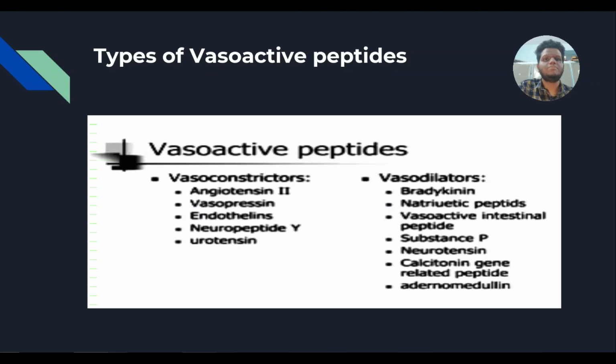Vasoconstrictor peptides are the peptides which increase the tone of blood vessels, thus causing vasoconstriction. Examples of that are angiotensin II, vasopressin, endothelins, neuropeptide Y, urotensin. And vasodilator peptides are the peptides which decrease the tone of blood vessels and cause vasodilatation. Examples of some of them are bradykinin, natriuretic peptides, vasoactive intestinal peptides, neurotensin, calcitonin, etc.